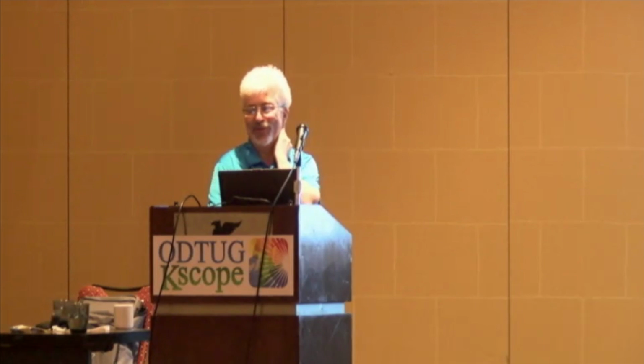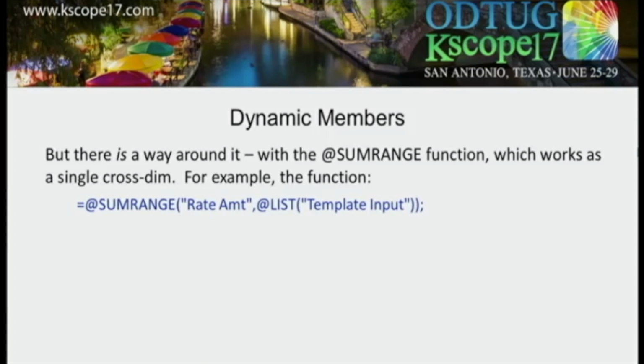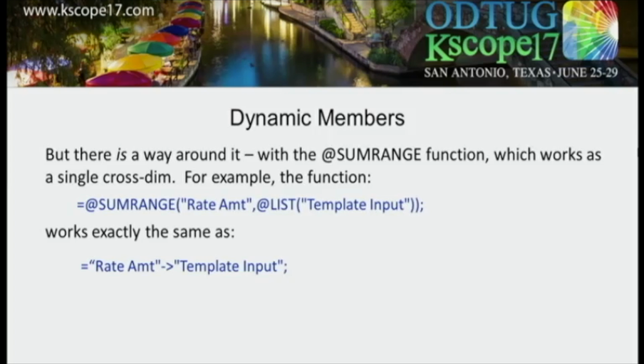Well, there's a way around it. You can use a sum range function that is supported, which works like a cross dim. Everybody see that formula? Sum range, rate amount, list, template input. That is exactly the same as rate amount / template input. No difference. In fact, the performance, if anything, is a little better even in straight BSO. So you can replace a single cross dim with that formula, and that is supported in hybrid.